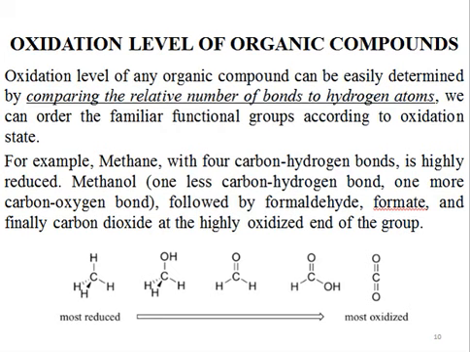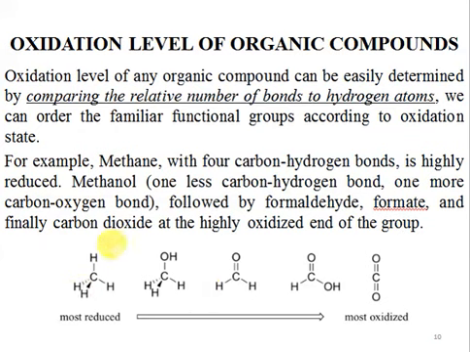So suppose that we have these different groups. We have methane, we have an alcohol, and an aldehyde, and then carboxylic acid and carbon dioxide. Just by looking, methane has the maximum number of hydrogens attached. With the maximum number of hydrogens attached, that is most reduced. So as the number of hydrogens keeps decreasing, the oxidation level is increasing, right?